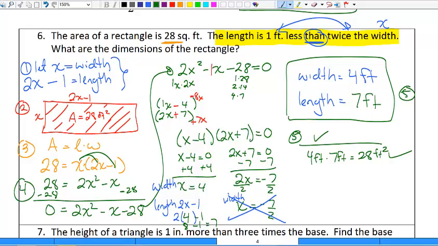Is the length 1 foot less than twice the width? Well, let's see. The length is 7. Is that 1 foot less than twice the width? Yeah, 8 minus 1 is 7. Okay, so the second sentence also makes sense. The third sentence says, what are the dimensions? And I have answered that, so I know that I am completely done.